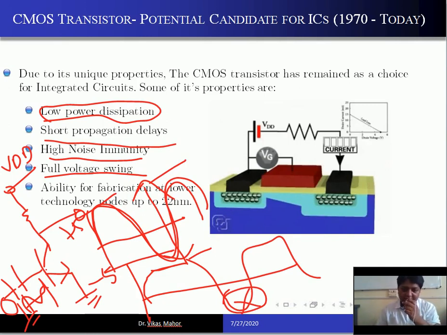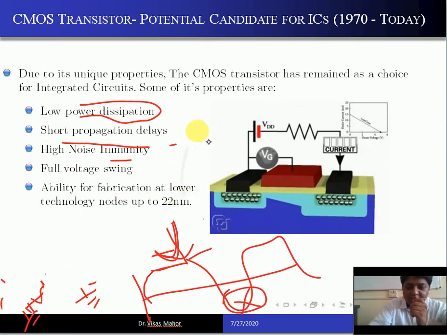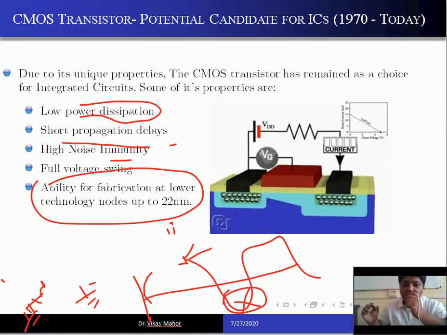Then the fourth point, look at the fourth point. Yeah, the fourth point is ability for fabrication at lower technology nodes. Fine. CMOS, as I've already told you, can be scaled down to 22 nanometer. I have seen the design of CMOS up till 22 nanometer. Fine. So it can be scaled very easily.